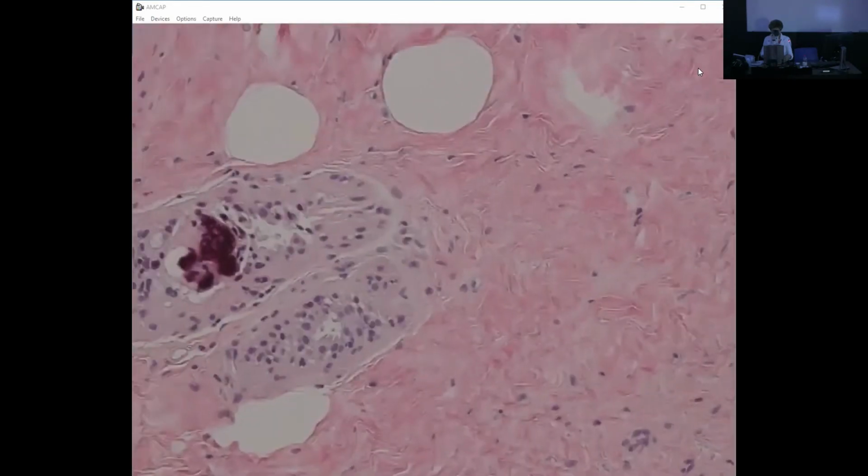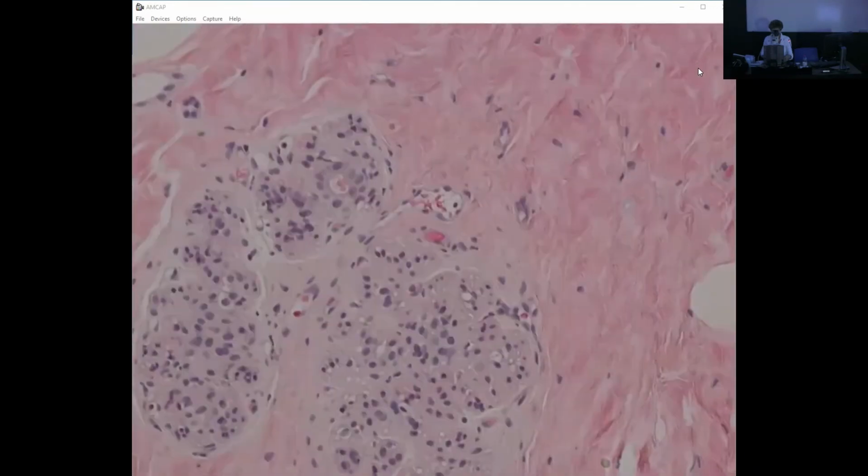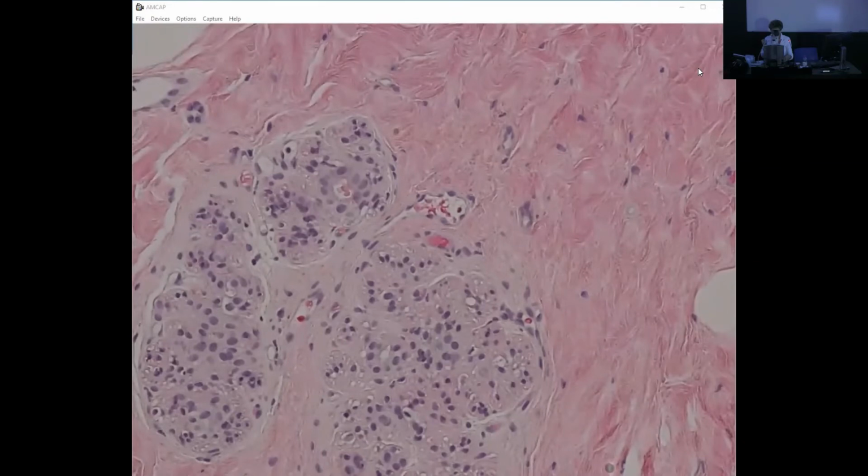Yeah, there is a lot of collagen, of basement membrane here. A little bit too much basement membrane to be a lobular neoplasia. So these shouldn't be mistaken. So we move on to another. Let's see what's here.